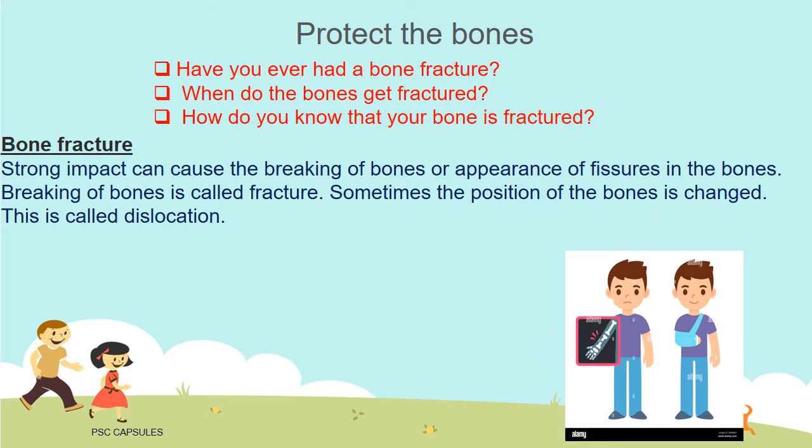Have you ever had a bone fracture? When do the bones get fractured? How do you know that your bone is fractured? A strong impact can cause the breaking of bones or the appearance of fissures in the bones. Breaking of bones is called fracture. Sometimes the position of the bones is also changed. This is called dislocation. So we have to protect our bones from fractures caused by accidents.